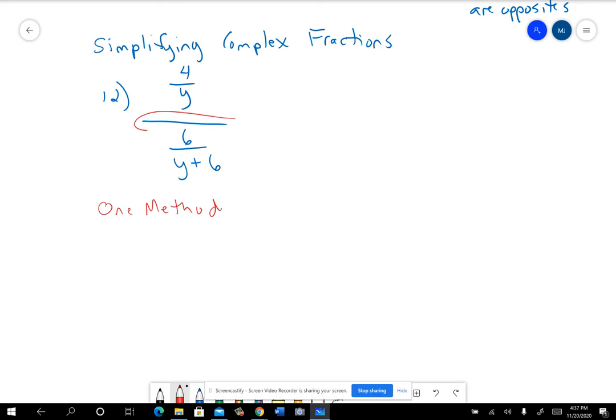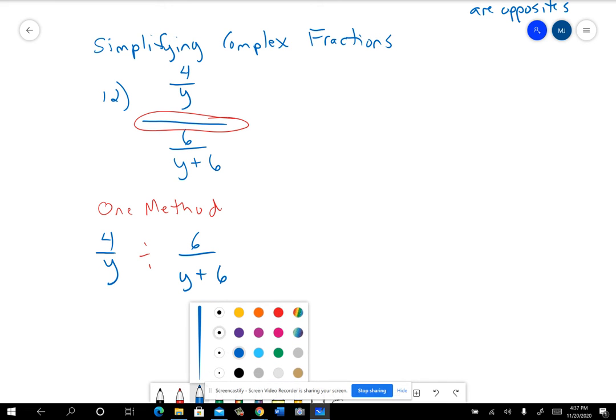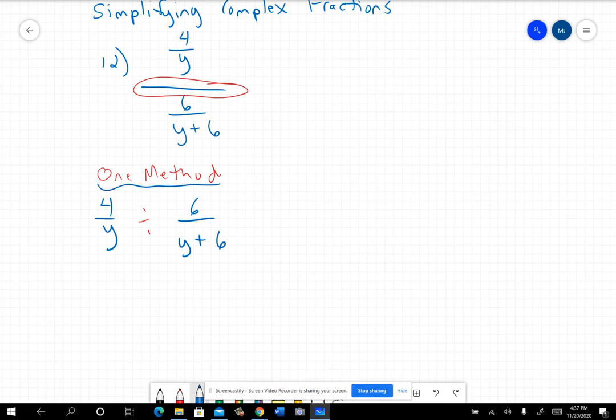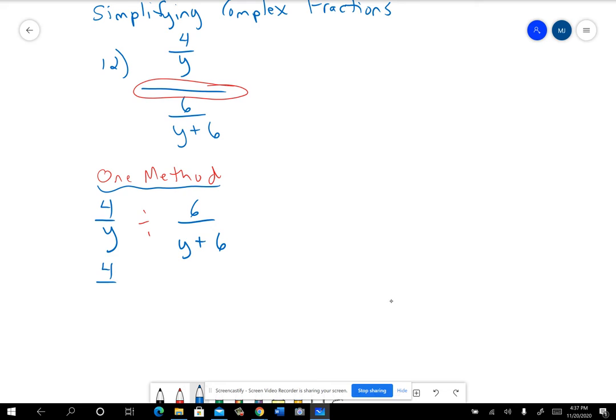just involves rewriting this. That fraction, big fraction bar, is really like a division symbol. So we have 4 over y divided by 6 over y plus 6, okay? And so we just did problems like that earlier on this worksheet. So it's a really nice method for this particular problem. It works great. You would just keep, change, and flip.